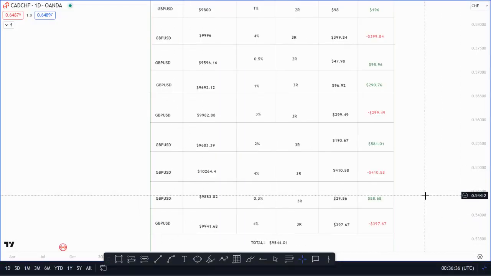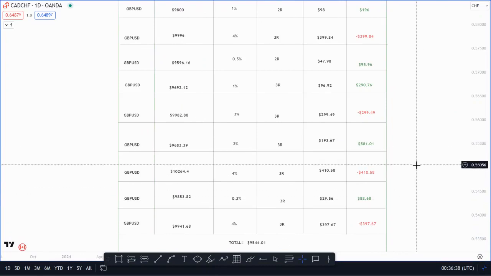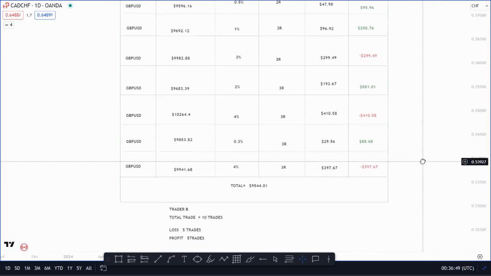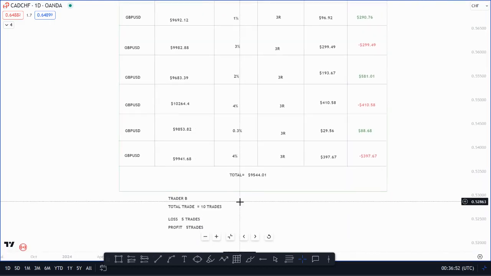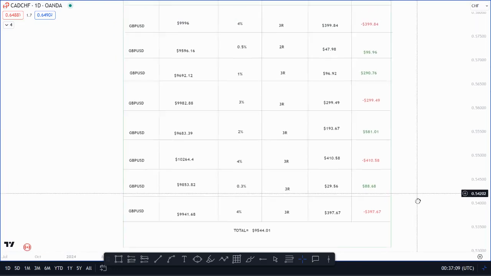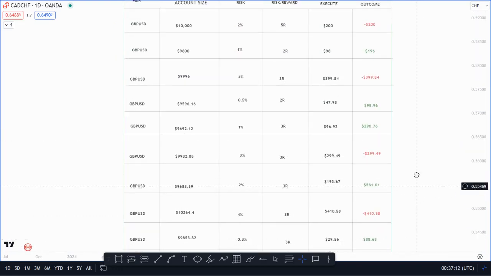All right, so back to where we were on risk management. This is the second part of it. After everything, the balance sheet came out, and Trader B took a total of 10 trades like Trader A. He had 5 losses and 5 wins. But the problem now is that, as much as he had 5 wins, he is still in drawdown of roughly $500, meaning that his account is not even up to the equity he used, which is $10,000.